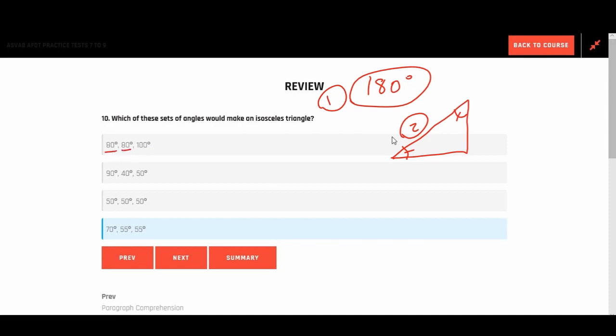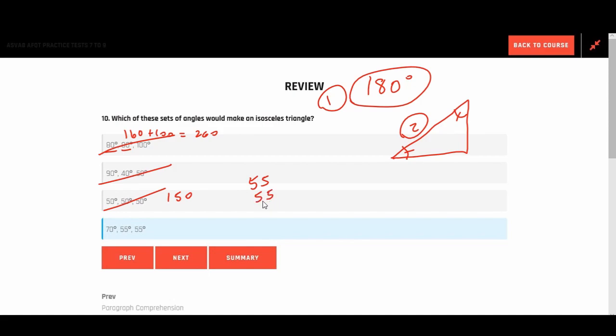80 and 80, we do have 2 angles that are equivalent. But 80 plus 80 is 160, plus 100 will give you 260. Again, it doesn't meet this condition. It's over 180. No 2 angles are the same there. All 3 angles are the same there, and they only add up to 150. So this is our only answer choice, but let's prove it.